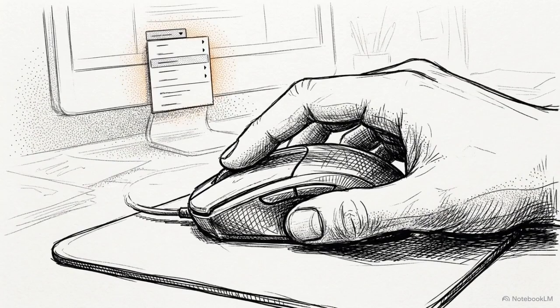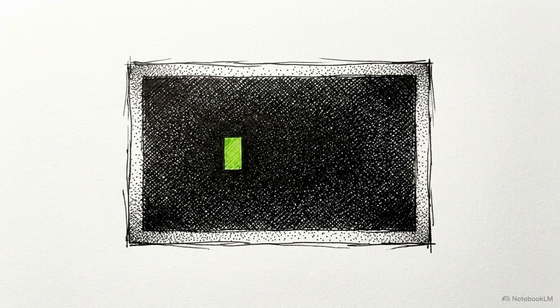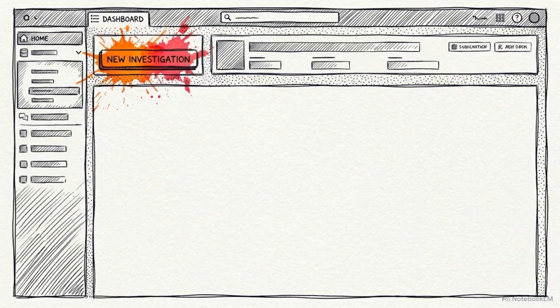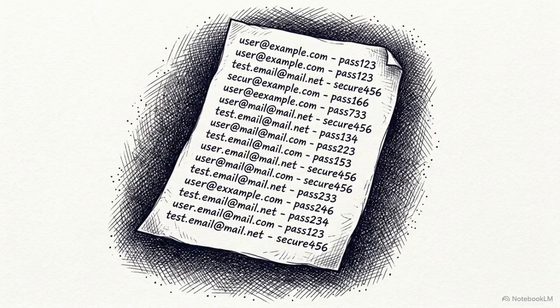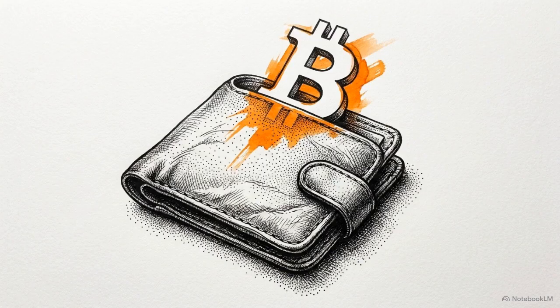You generated this complex, multi-layered map by clicking through a menu. You didn't write a single line of custom code. Now that you know the workflow, you can expand this process. You can input leaked credentials, social media handles, or cryptocurrency wallets.